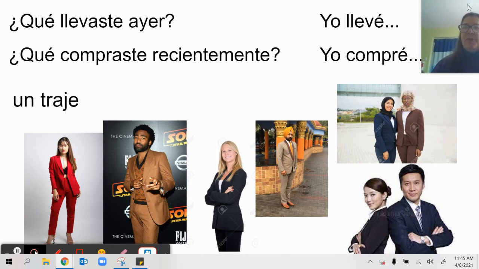Not a lot of suits are being worn in the pandemic, I'm guessing. ¿Qué llevaste ayer? Yo no llevé un traje. Un traje. See that je sound? Un traje. Un traje.